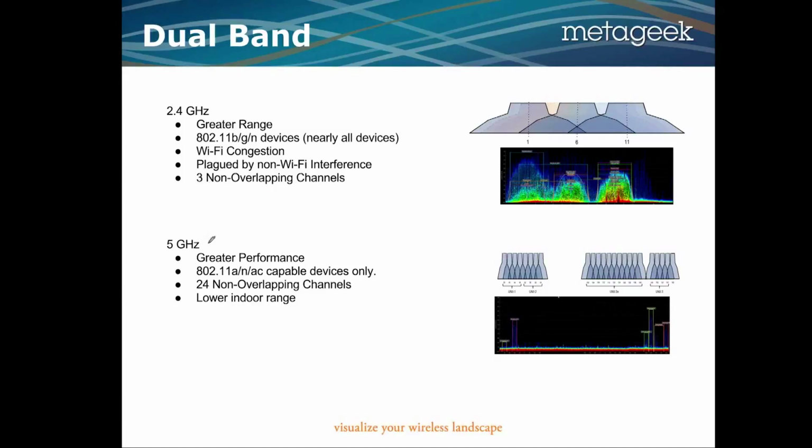The 5 gigahertz is a different story. This is where we're going to see greater performance. We're going to see the newer technology, so 802.11n is in the 5 gigahertz, and we also have 802.11ac. 802.11ac can go up to 6.9 gigabits per second over Wi-Fi. We're not there yet, but we are seeing very, very fast speeds in the 5 gigahertz using 802.11ac.